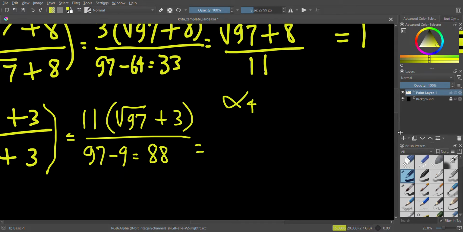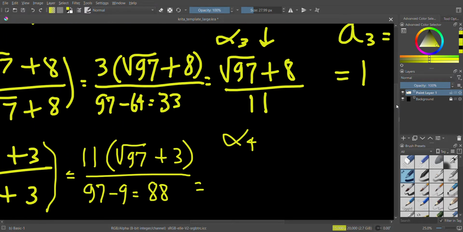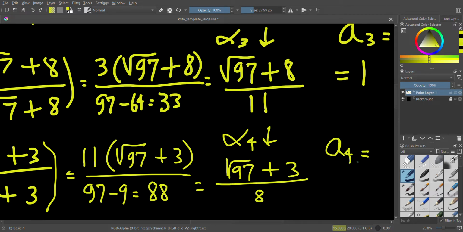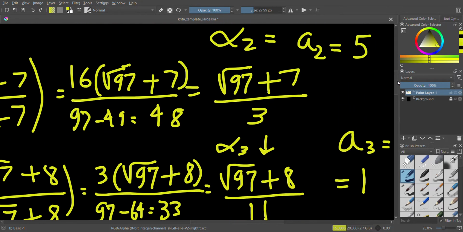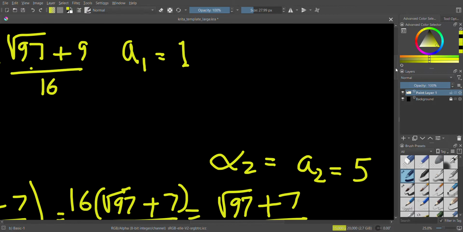Are we right? Are we in the right neighborhood? Yeah. Alpha sub 4 is square root of 97 plus 3 divided by 8. And A4 is equal to 9 plus 3 over 8, 1. So can we continue? We have A3 and A4 already.